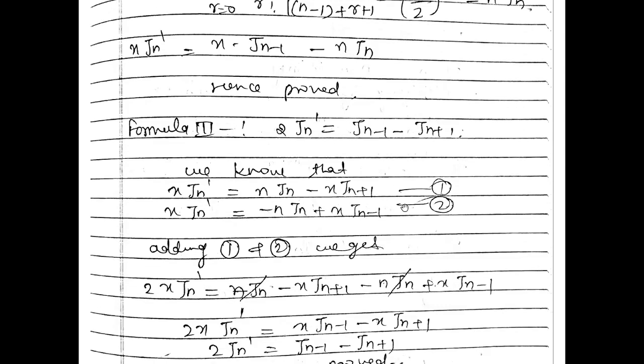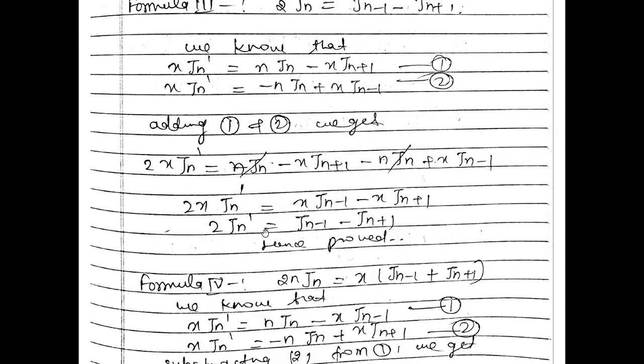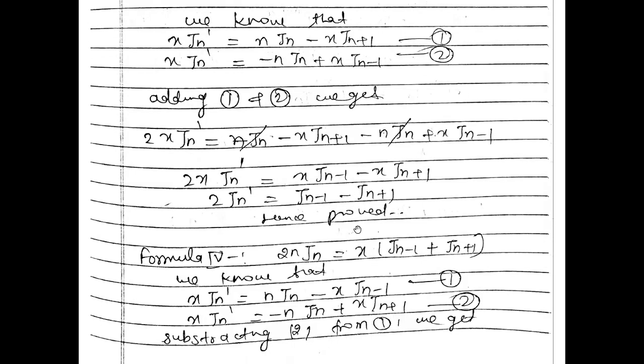Now property third: 2Jn derivative is equal to J(n minus 1) minus J(n plus 1). So we know J(n minus 1) and J(n plus 1). In our first property we can see that xJn derivative is equal to nJn minus xJ(n plus 1). Second derivative property is this one, so just add both of them. After adding, you will get your third property, right? You can see easily here.